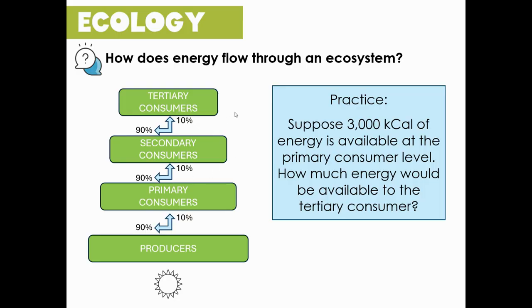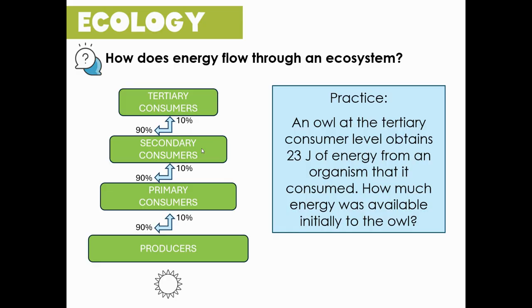So remember, 10% rule. If we go from primary consumers to secondary consumers, 10% is going to travel. So we're starting at 3,000. I tell my students just move the decimal one place to the left. So 3,000 will become 300. So the secondary consumer is going to consume 300 kilocalories of energy. And then when the tertiary consumer eats that secondary consumer, it will absorb 10% of the available 300 kilocalories of energy. So 10% of 300 is 30. So 30 kilocalories would be our answer.